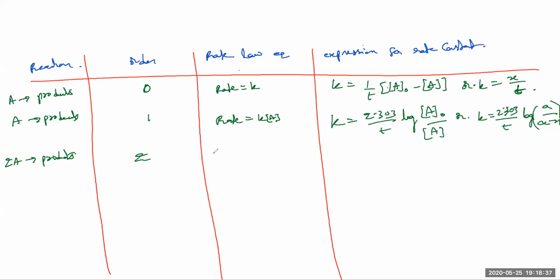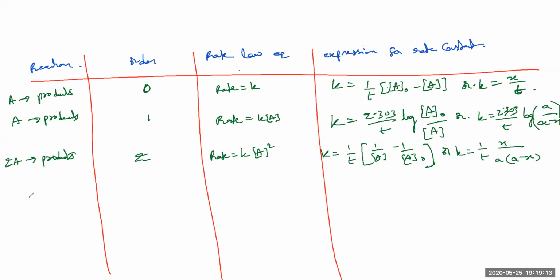So here both reactants are the same. Rate is equal to k into A square. Then the integrated constant k is equal to 2 times 1 by t into 1 by A concentration minus 1 by A naught concentration. Or the derived formula is k is equal to 1 by t into x by A into (A minus x). This formula. Next, the second order with different products.